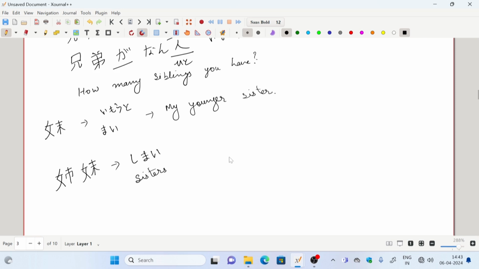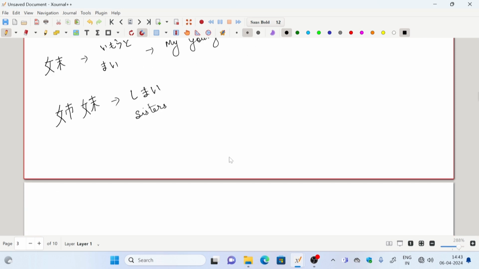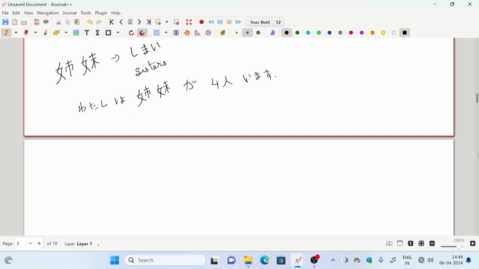You can say I have 4 sisters. So watashi wa shimai ga 4人 imasu. Here instead of shimai we can use the kanji of shimai, and that is ane and imoto. So ane and imoto, it would mean sisters. I have 4 sisters.